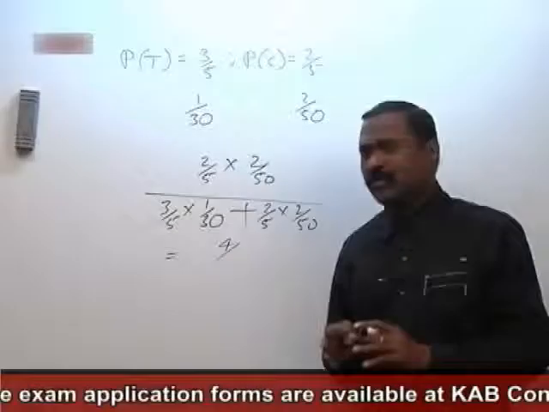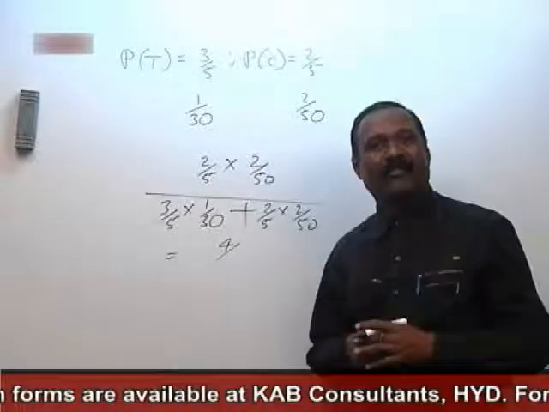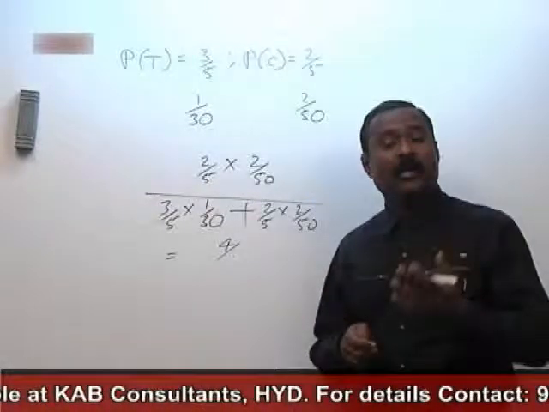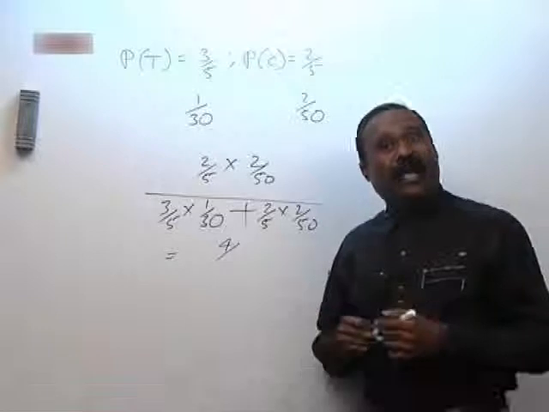That's it. You can try this now. The simplification part is easy for you. You can note down the options and you can get the answer.